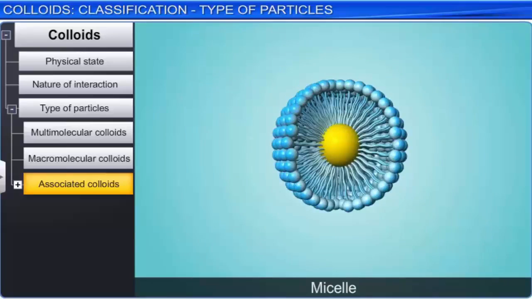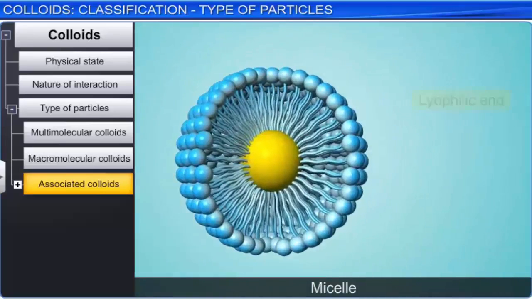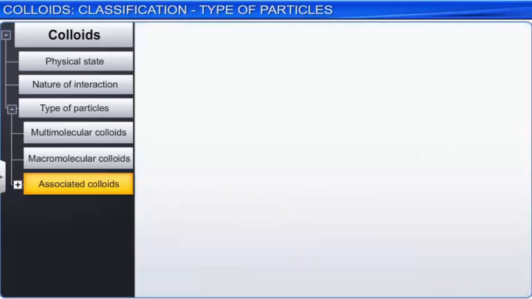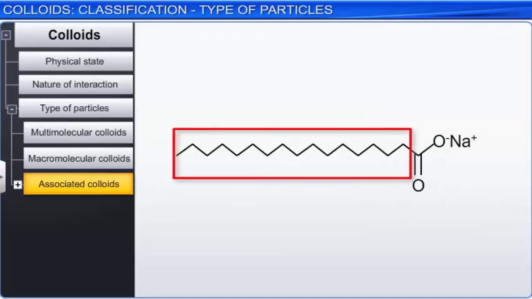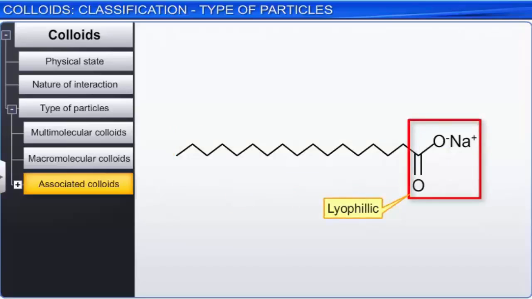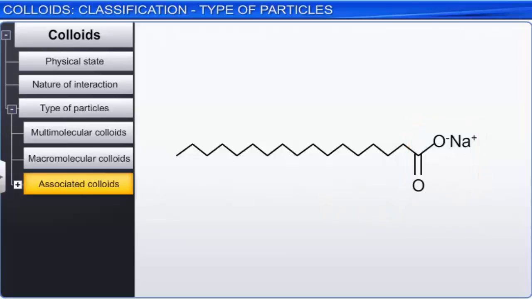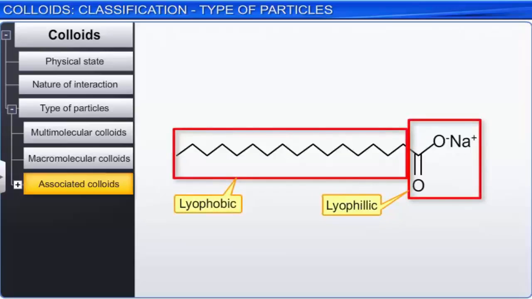Micelles are generally formed by specific types of molecules that have both lyophilic as well as lyophobic ends. Soaps consist of sodium or potassium salts of higher fatty acids and are represented as RCOO- Na+. In soaps, the alkyl group that consists of long carbon chains is lyophobic, while the polar group is lyophilic in nature. Molecules with lyophilic and lyophobic ends are called surface active molecules or surfactant molecules.